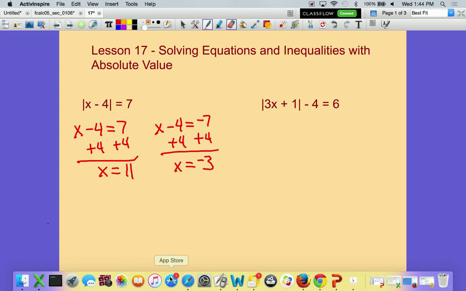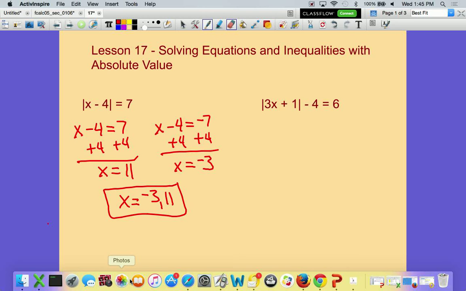Alright, I strongly recommend when you do these to say, well, I'm going to check these to make sure that they work. Because not always do they work. Alright, so negative 3 minus 4 is negative 7, absolute value of that is 7. 11 minus 4 is 7, absolute value of 7 is 7. So both of these do work. Like I said, not always will they work though.